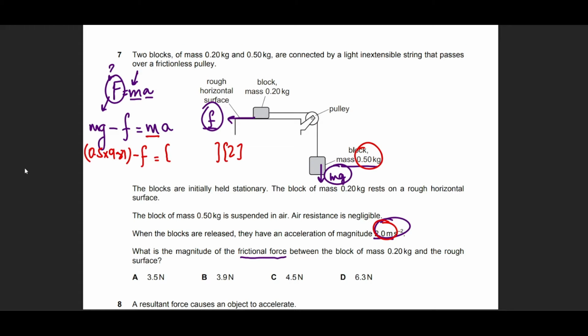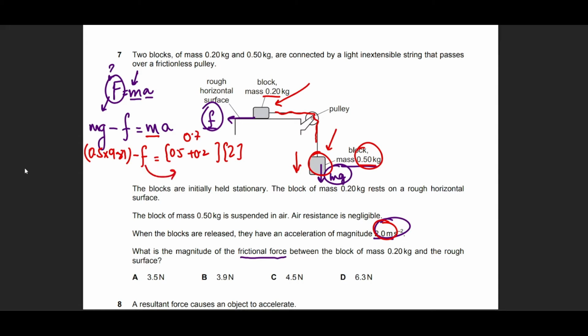Now, this mass is the mass of the whole system. They are connected by a string. So whatever gravitational force this object brings will not only be utilized by this one, but will also be responsible for pulling this object along. So this mass is not 0.5, not 0.2, but the mass of the whole system, which is going to be 0.5 plus 0.2, or 0.7 kg for short.